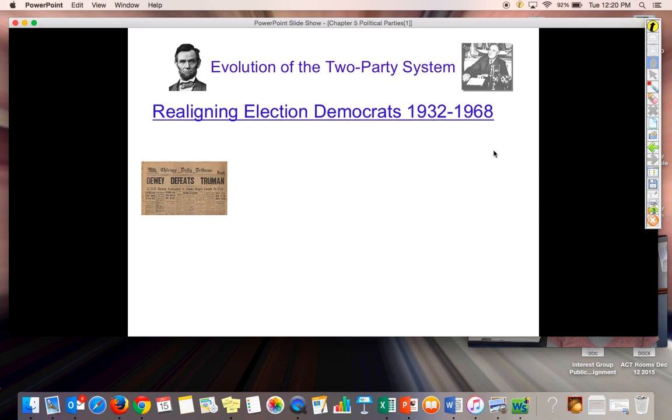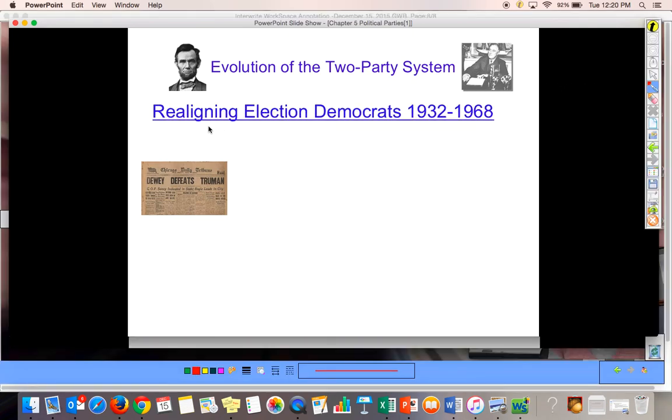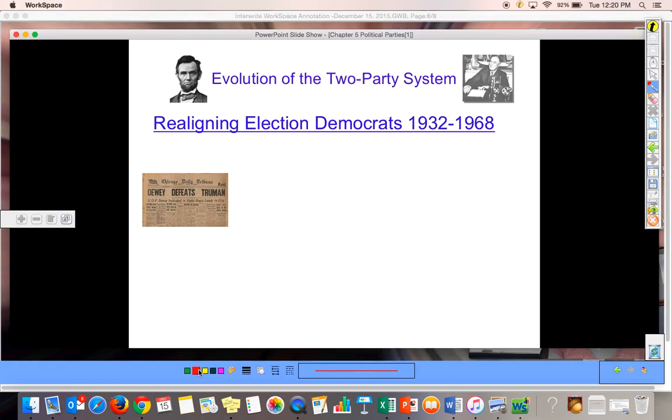Now the next one where we will see another critical election or a realigning election, remember I talked about that, the critical election, is the election of Franklin D. Roosevelt in 1932. Now we know in 1929 we had the stock market crash. It will lead to the Great Depression and eventually World War II.